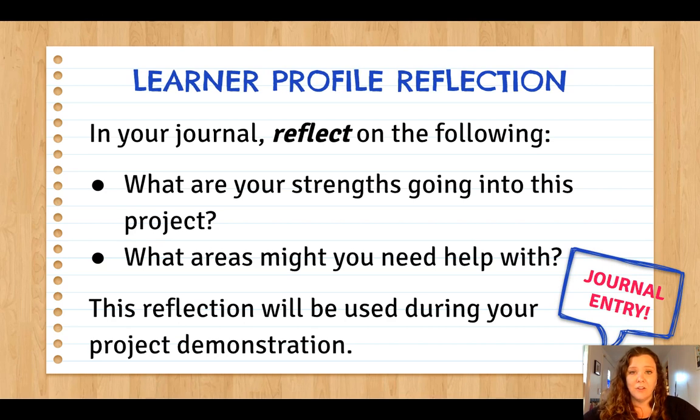So I see the journal entry icon, which means it's time to head over to my journal, and we're going to reflect on the following questions. What are your strengths going into this project? And what areas might you need help with? And this reflection can be used during your project demonstration. So make sure you're really thinking deeply about what areas are your strengths and what areas you might need a little help with. So let's head over to the journal.